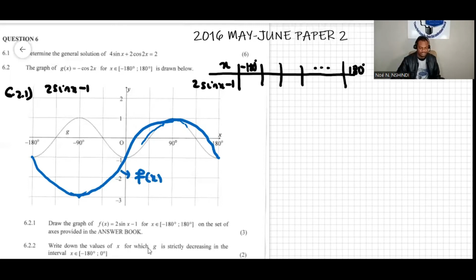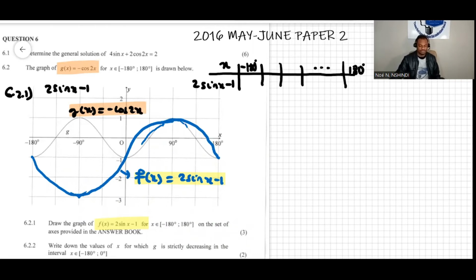F of x, which is 2 sine x minus 1. Okay, that's f of x. This one, g of x, was given by negative cos 2x. As you can see, it's over there. Over here, someone can just substitute the values of x and then get answers, etc. Now, question 6.2.